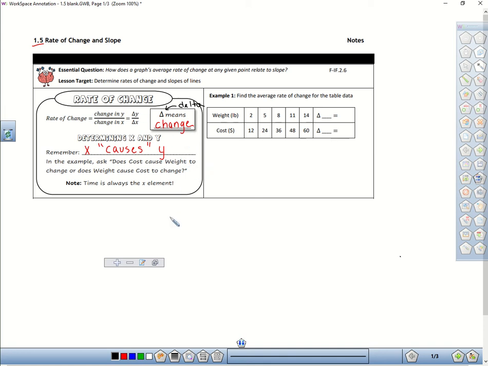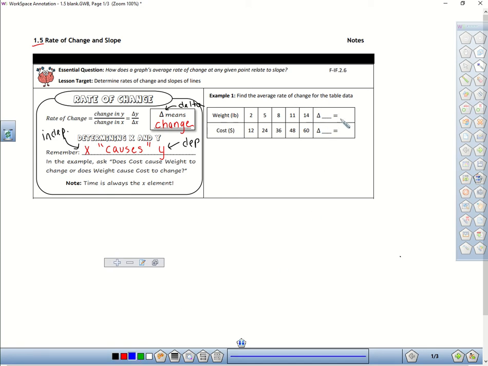So determining x and y. So x causes y, and that's because x is the independent variable, and y is the dependent variable. So y is dependent on whatever x is doing, okay? In the example, ask, does cost cause weight to change, or does weight cause cost to change? Time is always x in the element. Well, 99% of the time it's going to be. Unless you're doing something that's not natural, like a natural process, sometimes you'll see it the other way, but very rarely.